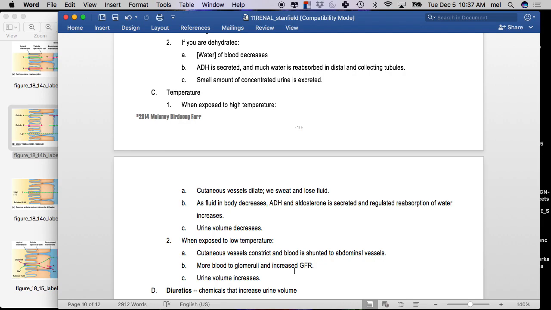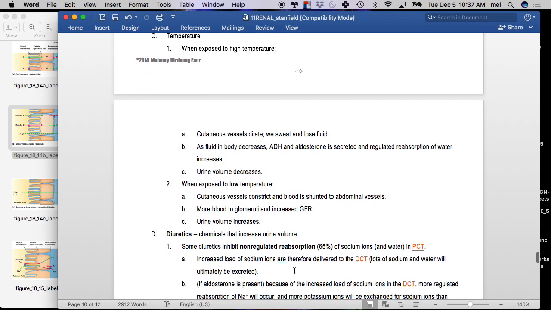Okay, so now let's talk about other things that impact how much urine you produce. One of them is temperature. When you are exposed to high temperatures, you tend to cause more blood to go to the periphery and to the surface, right? And it will activate your sweat glands. And then you are going to lose both water and sodium as sweat, which will, of course, change the osmolarity of your blood, right? If you lose it as sweat, it came out of your bloodstream.